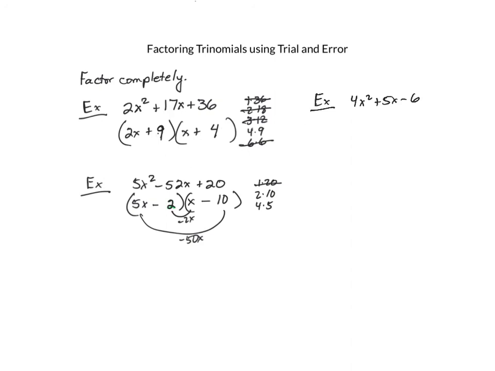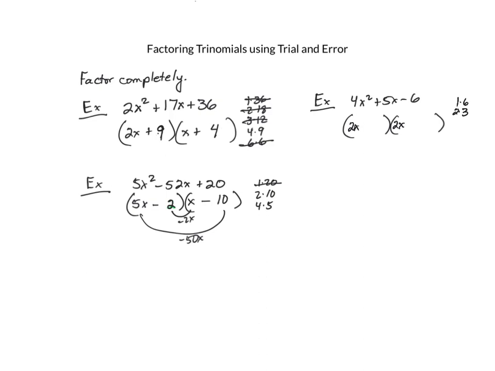Notice there is no common factor to take out. So here we go. We'll set up our 2 sets of parentheses. I see I have a 4x squared, so I have to decide whether to try 2x and 2x or 4x and 1x. I'll just start with 2x and 2x. If it doesn't work, I'll move on to 4x and 1x. The possibilities for 6 are 1 times 6 and 2 times 3.